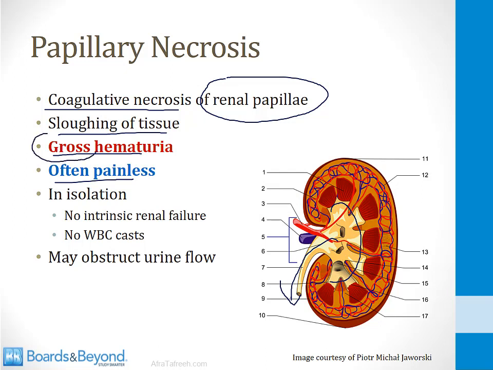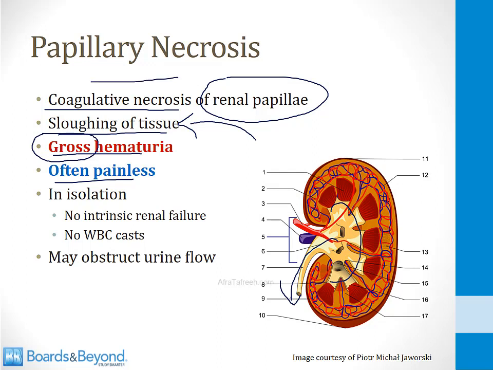And the word gross is very important here. So often when we talk about hematuria in kidney diseases, we're talking about microscopic hematuria that you only see with the microscope. The situation is different in papillary necrosis because you have sloughing off of large pieces of tissue. Patients will report that they see clumps of blood in their urine. That's very unusual. That's gross hematuria, and that's what you see in papillary necrosis.